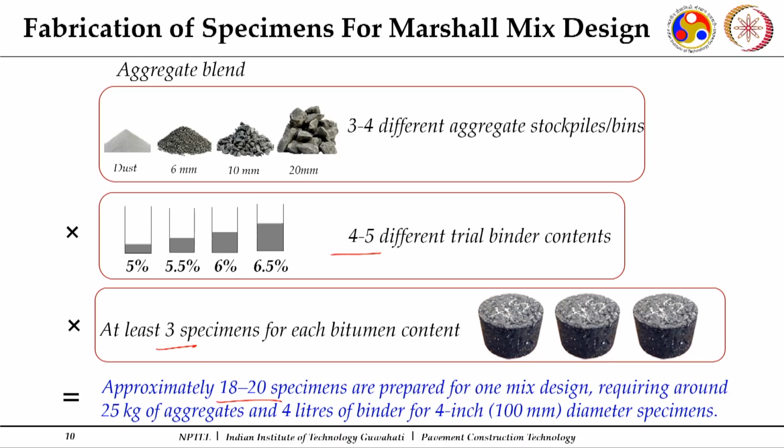So, in total you may require to prepare around 18 to 20 specimen batches, loose mix batches, out of which around 15 to 16 will be compacted, and the remaining in loose mix for determination of your maximum specific gravity. So, usually you may require for one mix design around 25 kg of aggregates and 4 liters of binder.